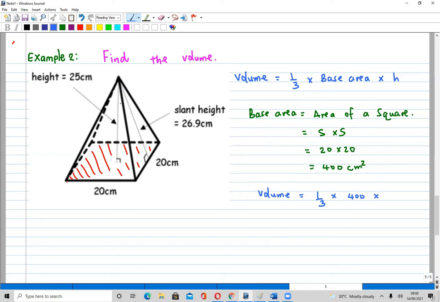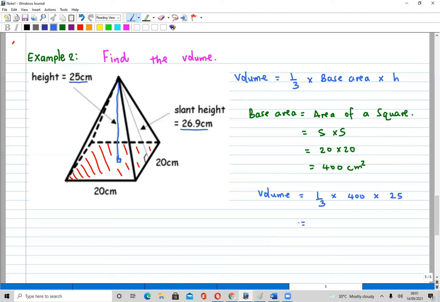Now, be careful here. We have the slant height, this one, which is 26.9 centimeters. But we have this height that is perpendicular to the base, which is 25. The height that we must use when finding the volume of a pyramid is this height, not the slant height. Okay? So that's why we will multiply by 25.